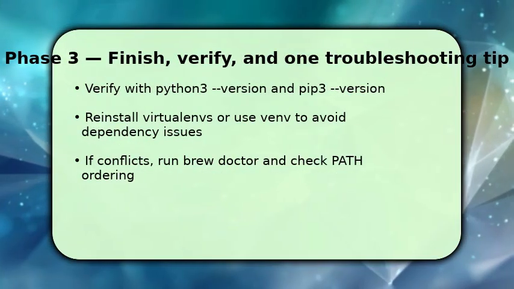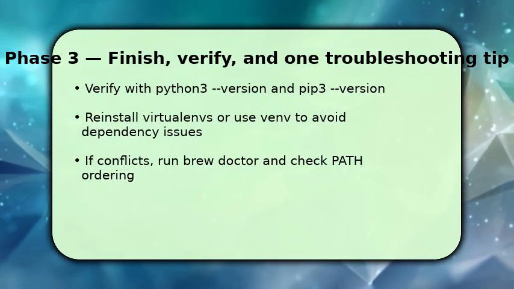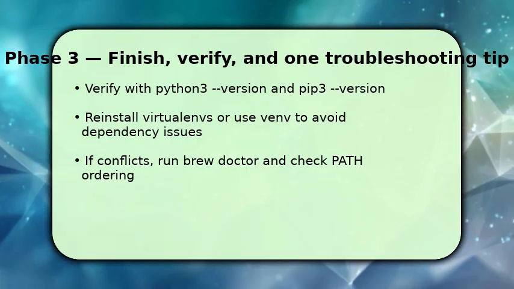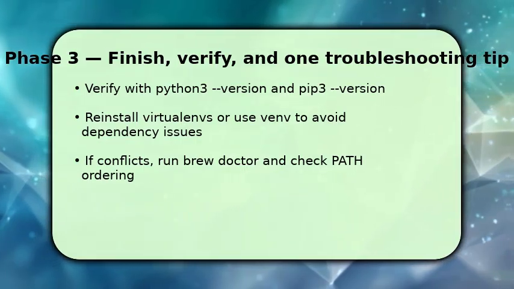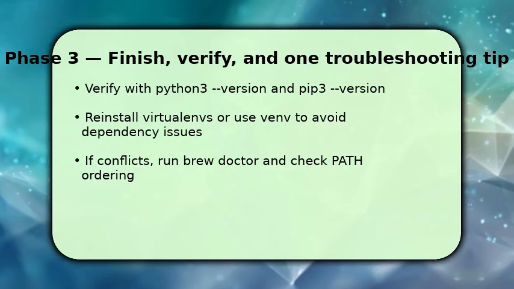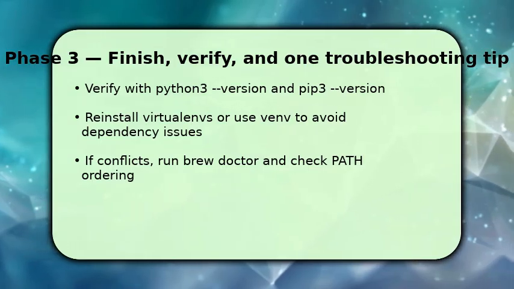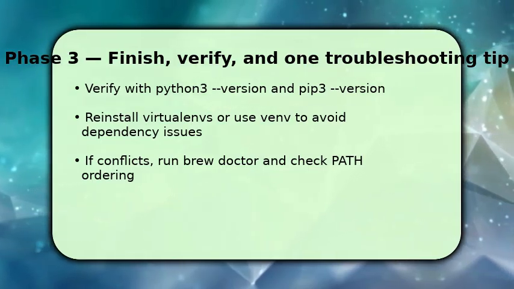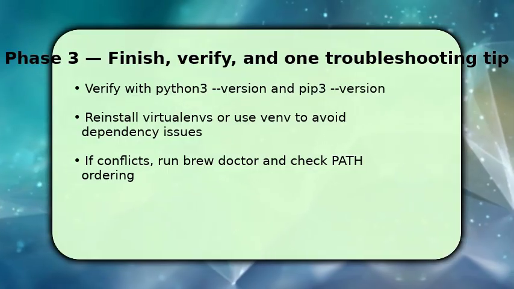You finish by validating everything works. Run python3 --version and pip3 --version to confirm the active install. Once confirmed, recreate or upgrade virtual environments using python3 -m venv env and pip install -r requirements.txt so packages match the new interpreter.